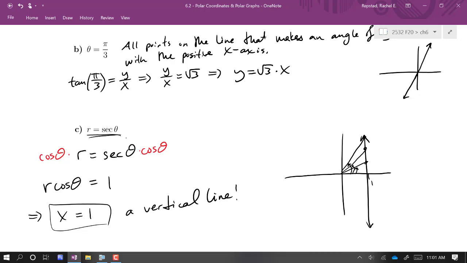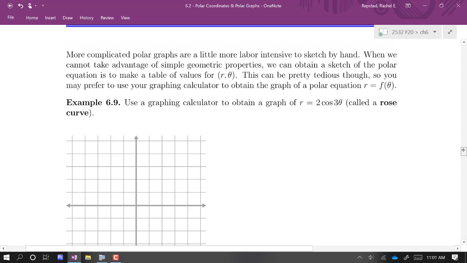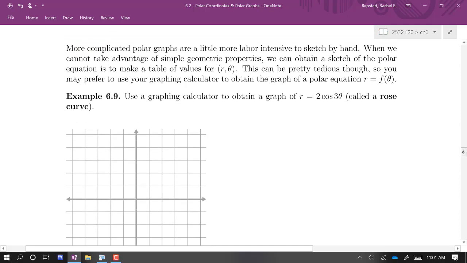So these were some simple ones that we could do just by rewriting with a little algebra and a little geometric intuition. But most polar graphs are not like that, and they'll be more labor intensive to sketch by hand. If we can't take advantage of simple geometry, you can certainly obtain a sketch by making a table of values for your polar coordinates, and that's pretty tedious. So for the most part, we're just going to throw equations in our calculator to help us out.